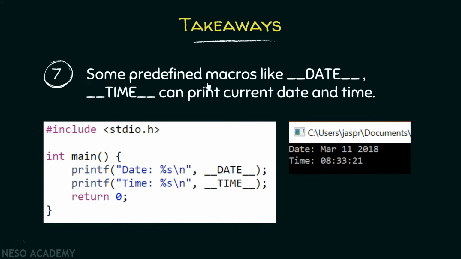Some predefined macros like date and time can print the current date and time. If we use these macros, they are going to print the current date and current time. Please note that these are double underscores, not single. Same for the time as well. Now these are the predefined macros or standard macros which print the current date and current time.